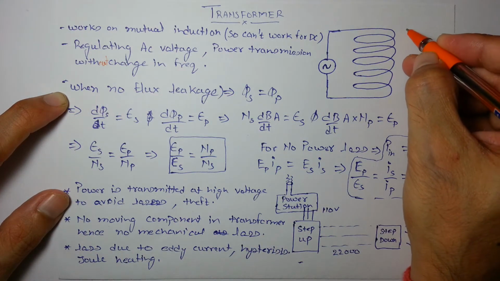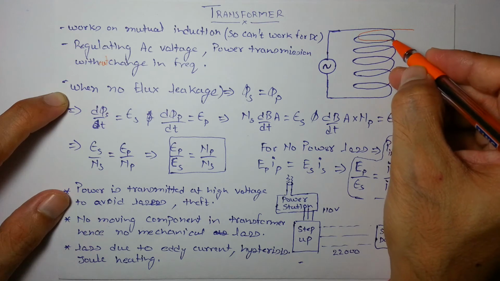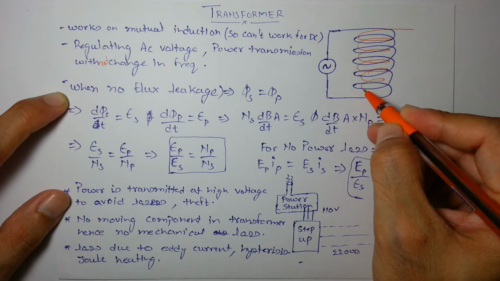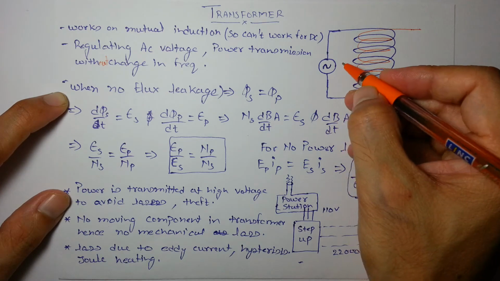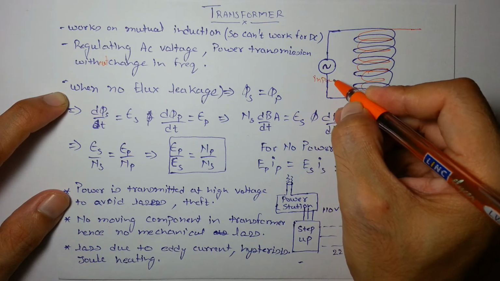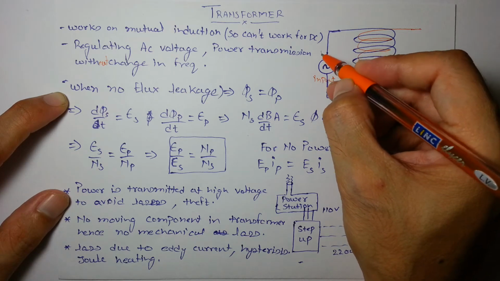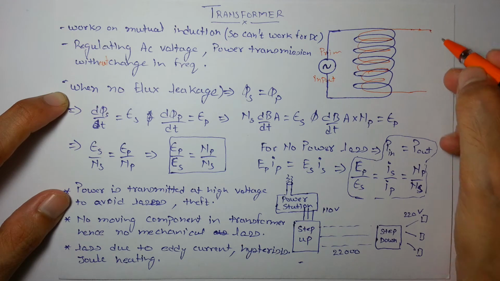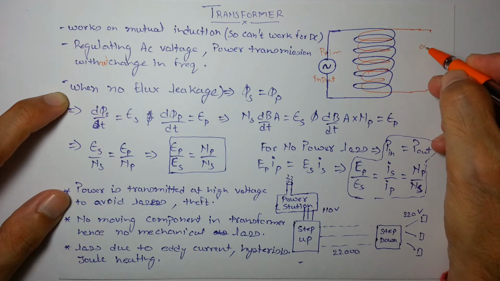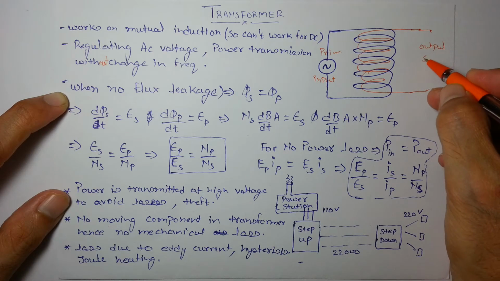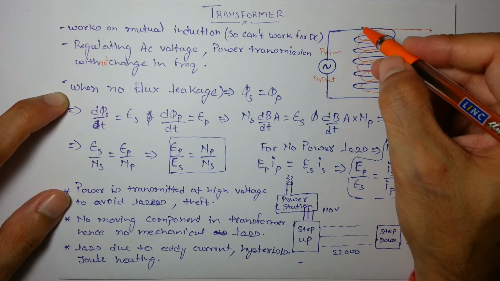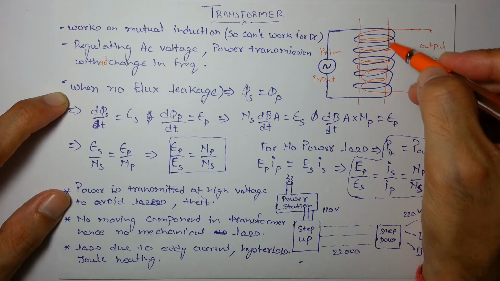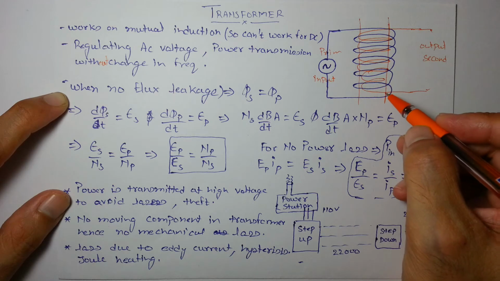So how does it work? It is made up of two coils basically. One is already made and I'm drawing the second one. This is called input or primary, from which power is supplied, and from which output is taken is called output or secondary. Both are wrapped around the same core so that the magnetic field flux through each loop is the same.